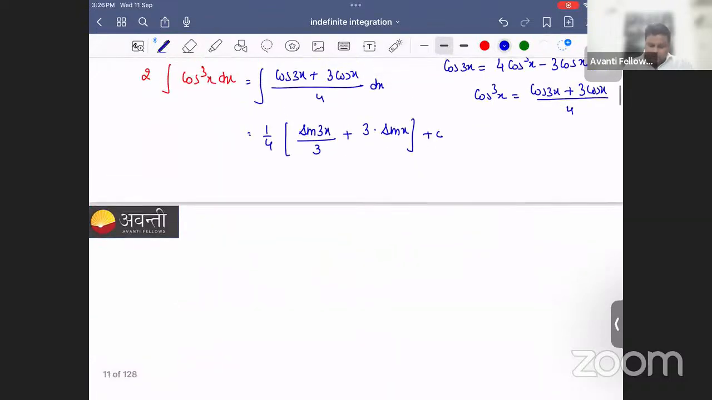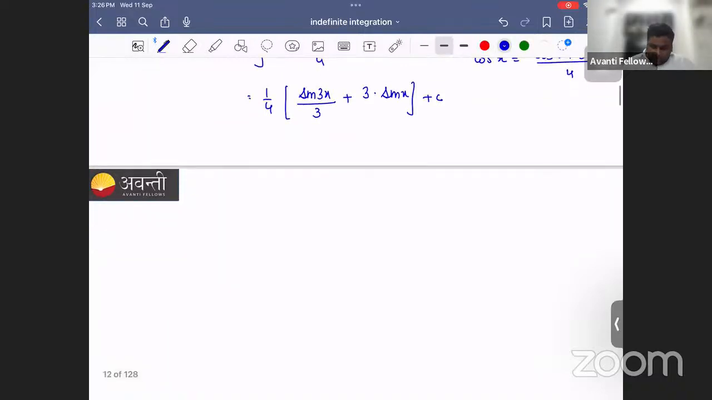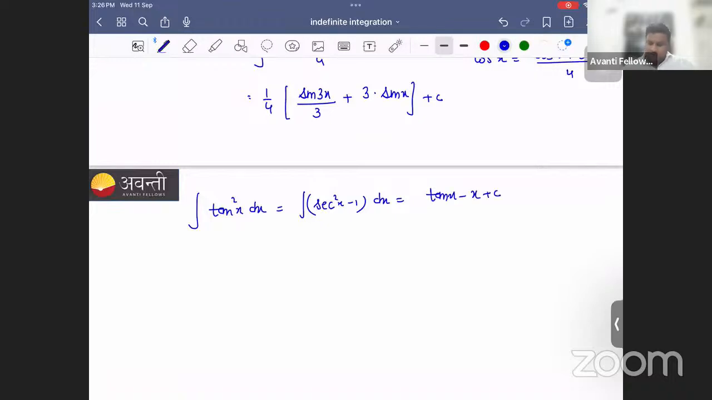Now, say you want to integrate tan square x. So this tan square x can be written as sec square x minus 1 dx. Now, integration of sec square x is what? Tan x. And integration of 1 is what? x plus constant. Got it?